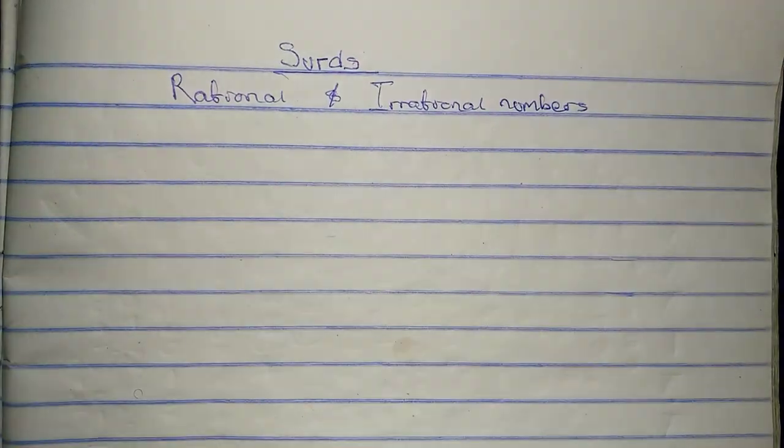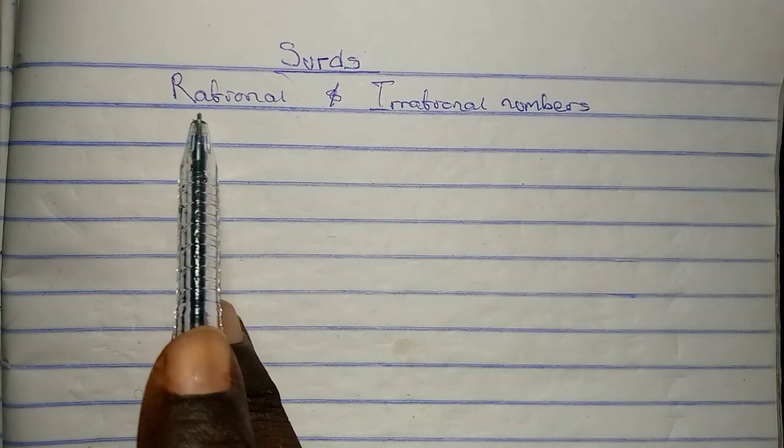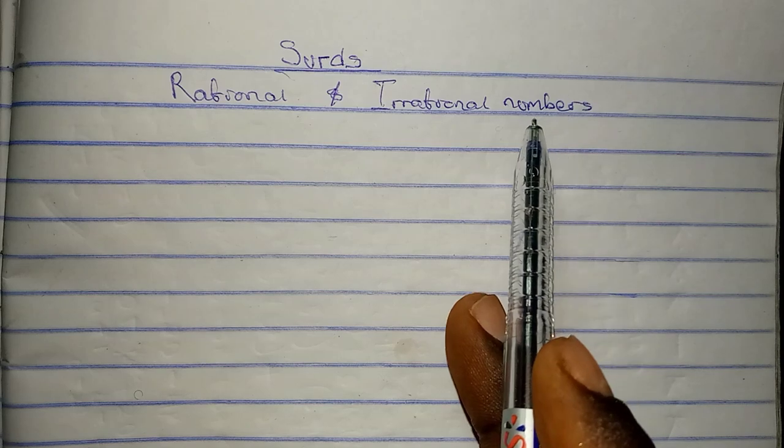So, what we are going to be talking about today is SURD. But firstly, the subtopic: rational numbers and irrational numbers.